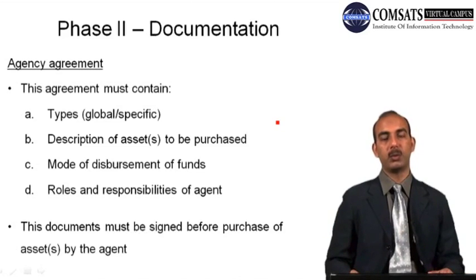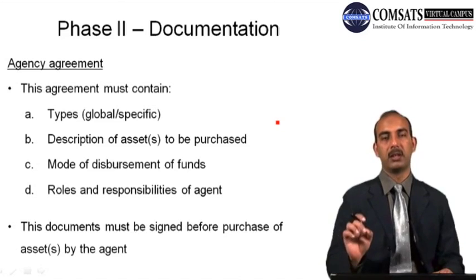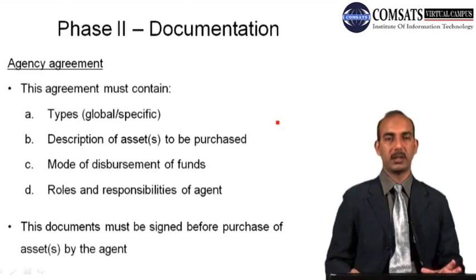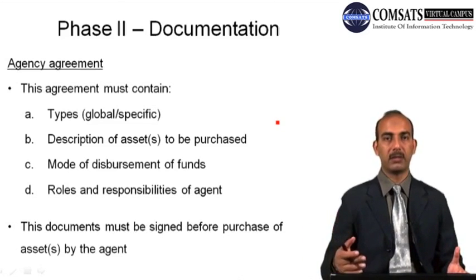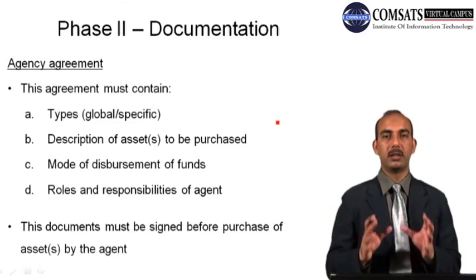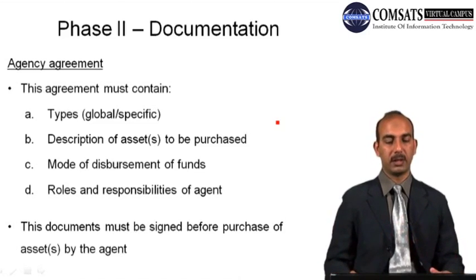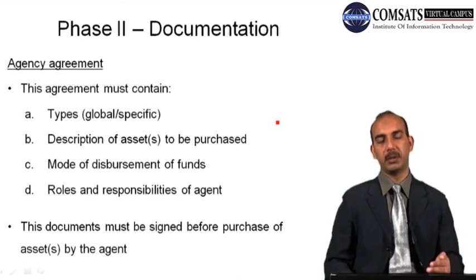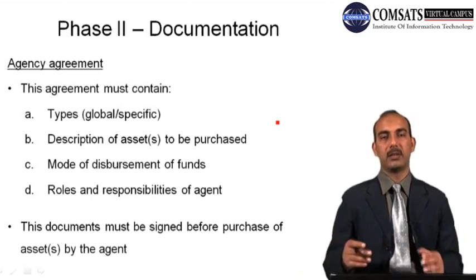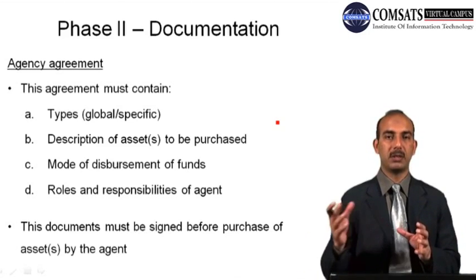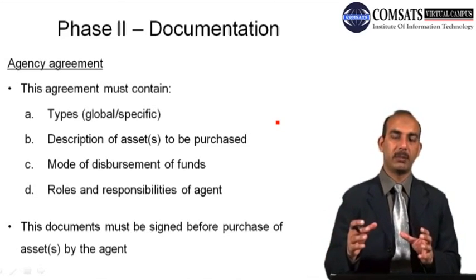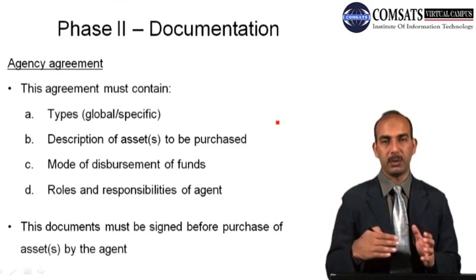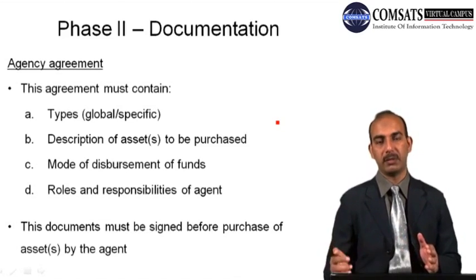And the description of the asset to be purchased, what exactly is the subject matter of the transaction. If it is a car, which car, what is the CC of the car, who is the manufacturer of the car, all details will be mentioned in that agreement. And the mode of disbursement of funds, how the funds will be disbursed to the vendor. Like when the client or the agent purchases the asset, should the payment be made directly to the vendor by the bank, or may the payment be made through the client, the agent, to the vendor.